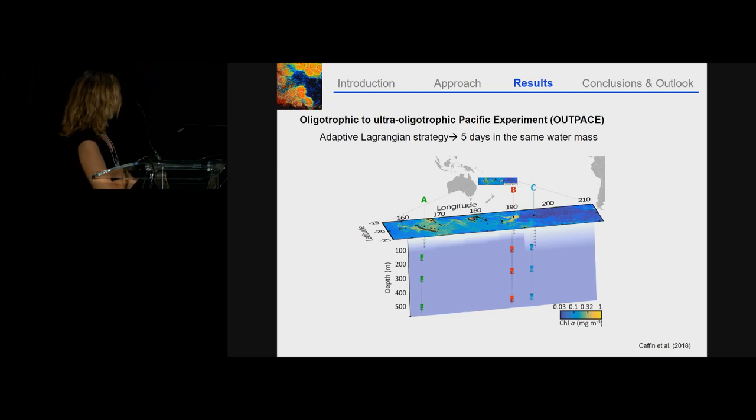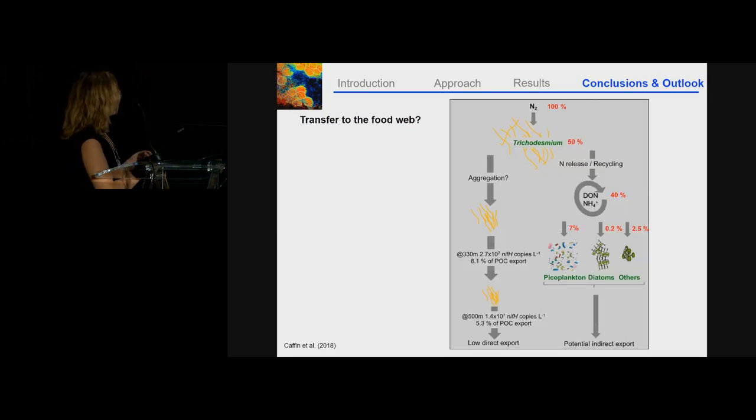I'm going to talk about station A here, where we deployed these sediment traps to also measure the exported flux. What we observed is that Trichodesmium is actually detectable in the trap material, and they contribute up to 8% of POC export at 330 meters, but only 5% at 500 meters. So it seems like they are not contributing that much to direct export. We did nifH counts on the trap material, and these may seem very large numbers, but this is per liter of sediment, so it's hard to compare to water column measurements. Then the nanoSIMS data showed that 50% of the fixed nitrogen is kept as Trichodesmium biomass, but they release 40%, and part of it is transferred to other groups. So 7% goes to picoplankton, little to diatoms, and then a mix of other groups get some 2.5%.